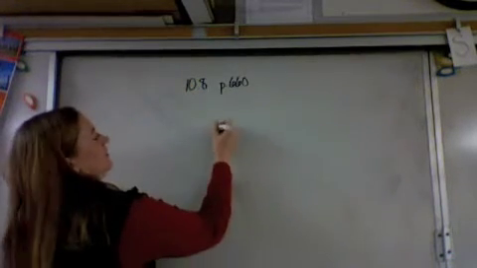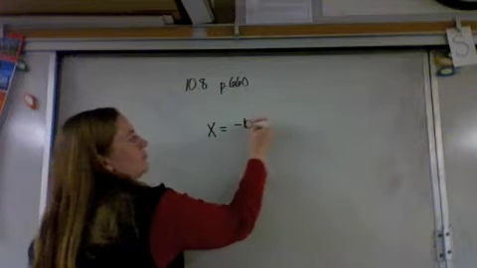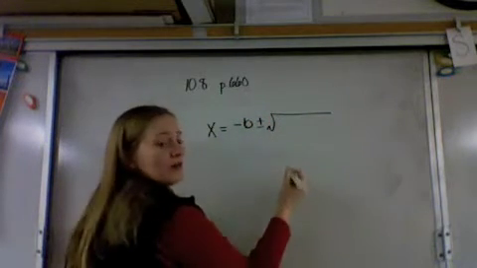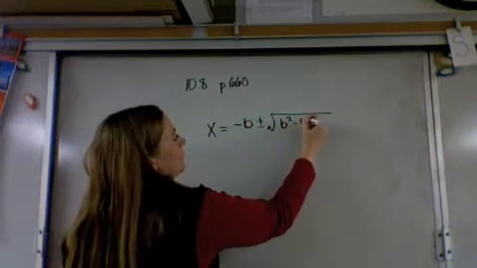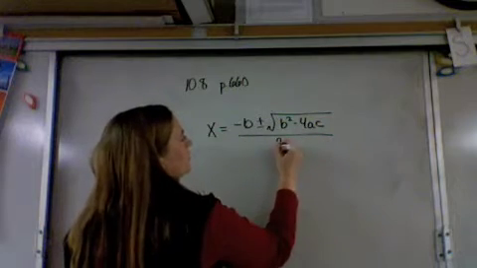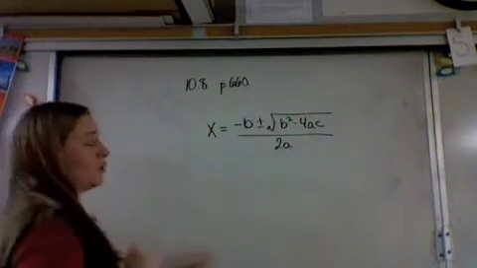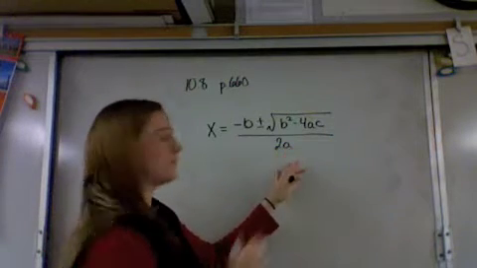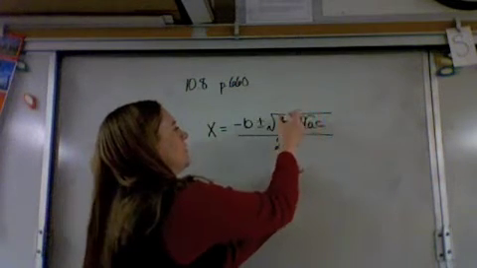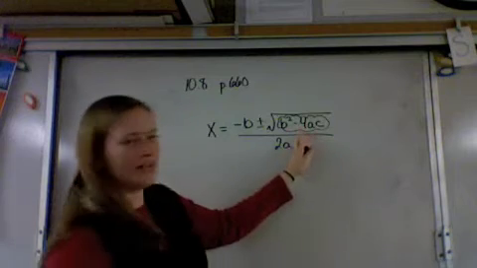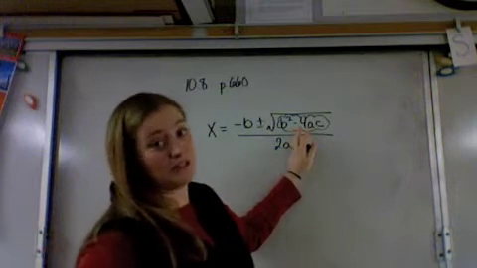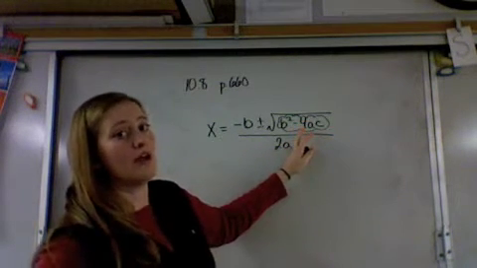It is x equals negative b plus or minus square root b squared minus 4ac over 2a. And please recall that the portion of the quadratic formula that is called the discriminant is this piece right here. What it does is it helps us to determine how many solutions there are to a problem.